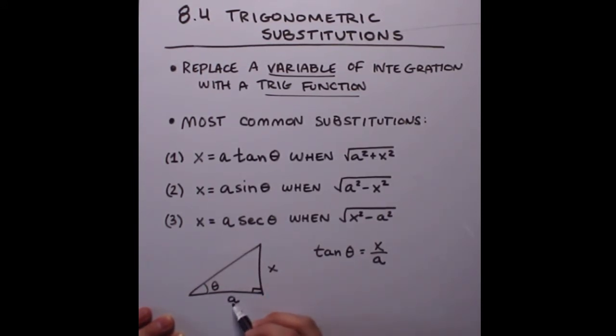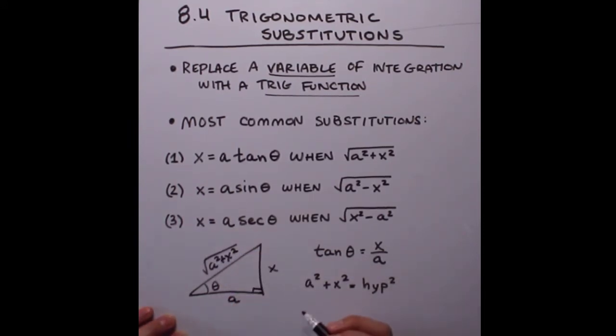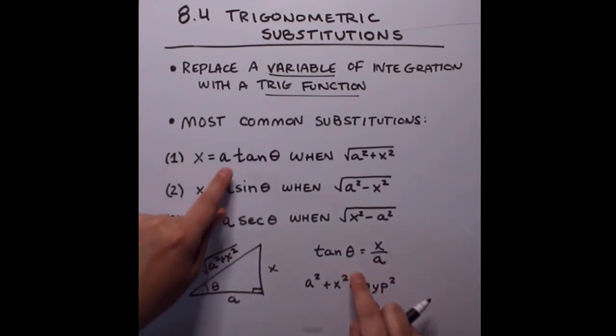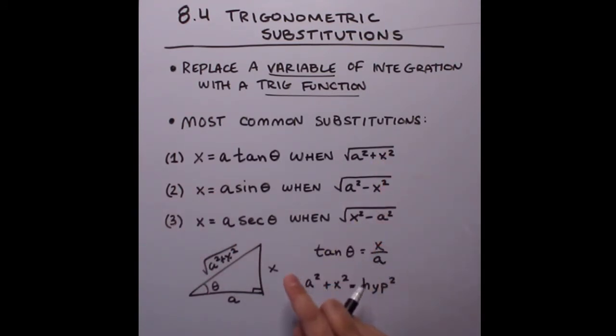And then if you use your Pythagorean theorem, think about what this side would be. We know a squared plus x squared is the hypotenuse squared. And if you solve for that hypotenuse, you'd square root this. So this side length is the square root of a squared plus x squared. And so that's why when you see this in your integrand, you're going to use a times tangent theta to replace x. And we'll work through all the steps so you'll see what's going to happen nicely when we do this.